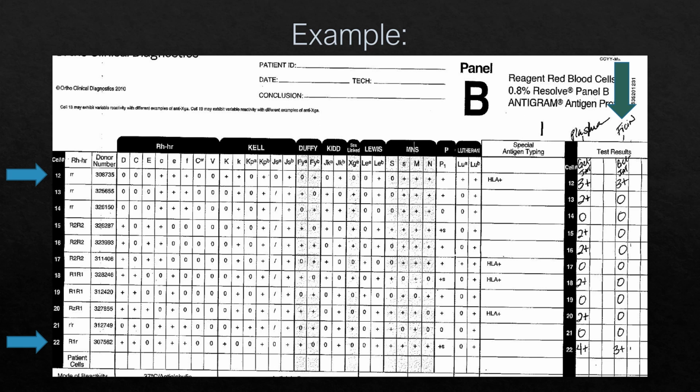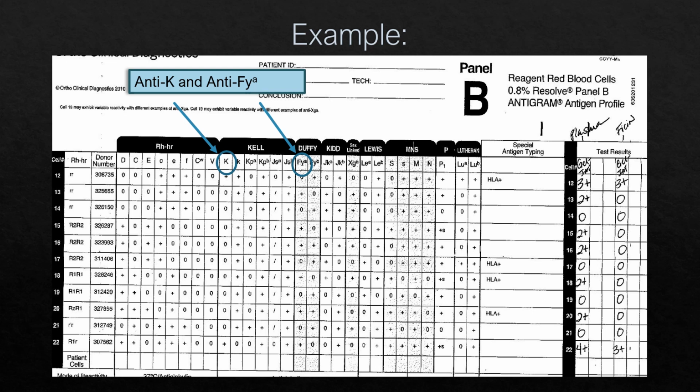So we want to look at those cells and see what they have in common. Cell 12 and cell 22 are both positive for the Kell 1 antigen. And you can see the cells that lost their reactivity with ficin, cell 13, 15, 16, and 20, are all positive for Duffy A antigen.